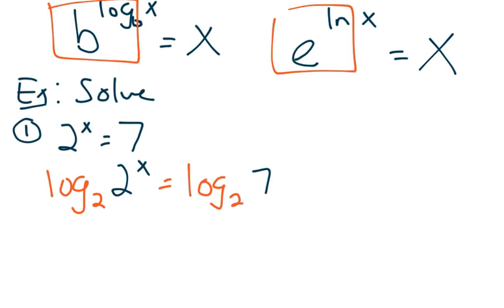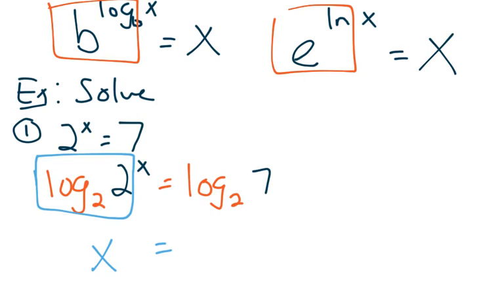Now we're just introducing a new method, or new operation, you could say, to think about how we can get x by itself. So the log base 2 of 2 to the x. The log base 2 of 2 cancels out. The only thing we're going to be left with on the left side is x.